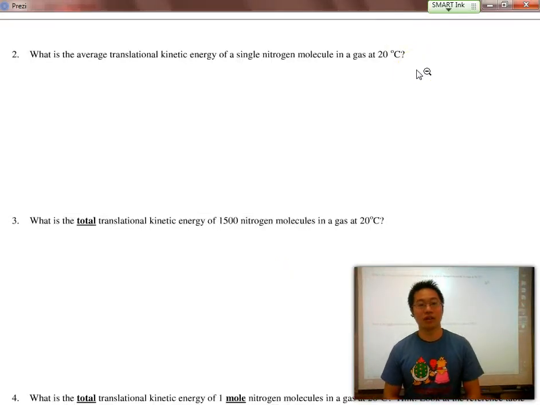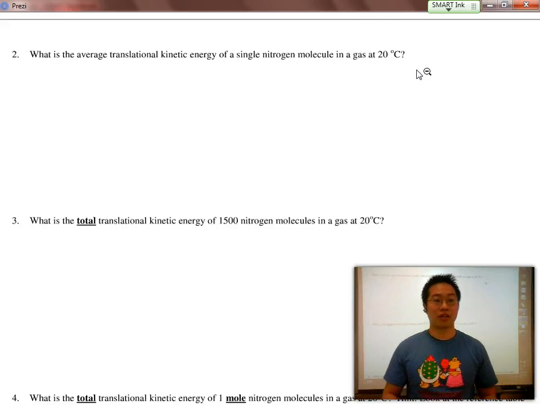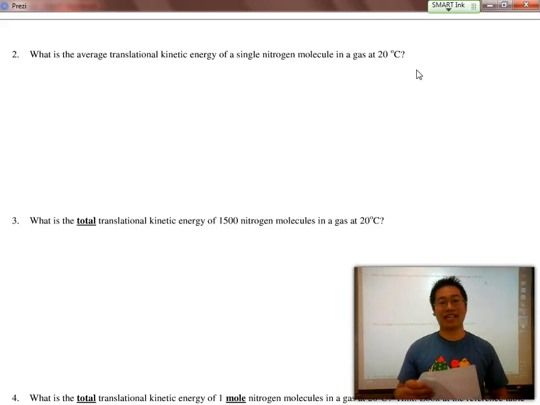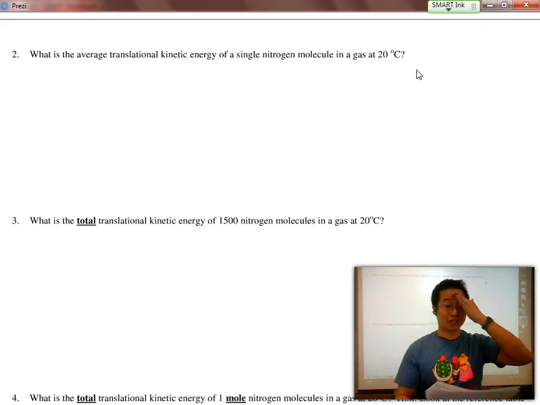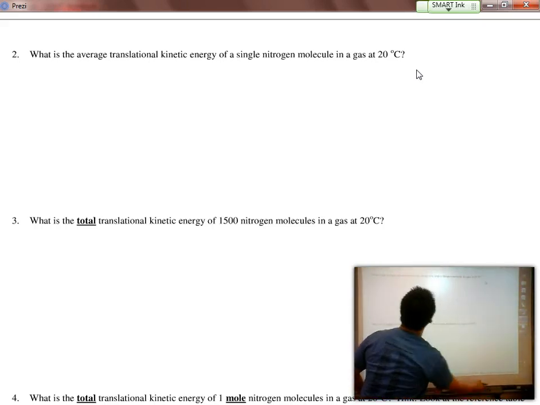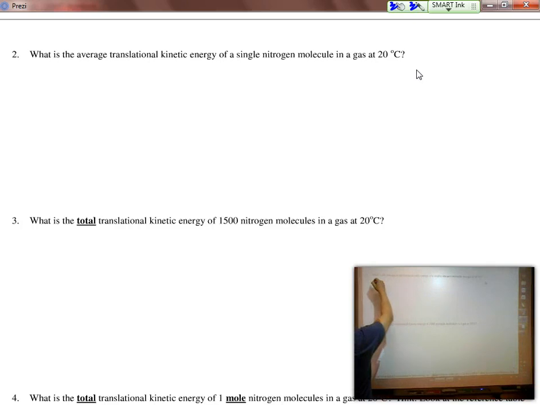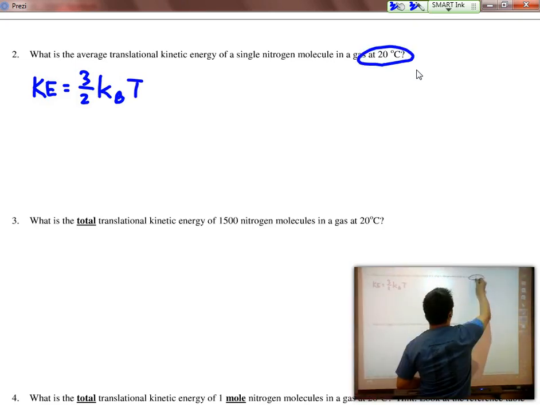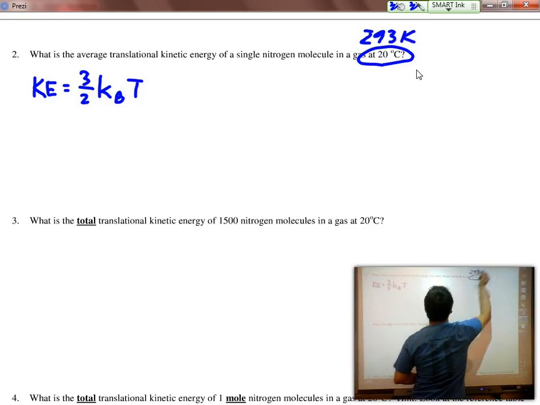So let's try another problem. On the next page, we have a question about a nitrogen molecule, and they're asking what's the average translational kinetic energy. So if we use the formula again, kinetic energy is equal to 3/2 kB times T. Of course, the temperature has to be converted into Kelvin, so that's going to be 293 Kelvin.